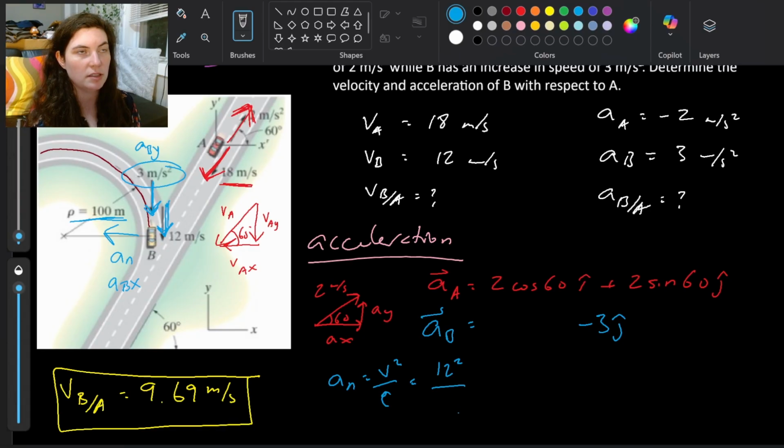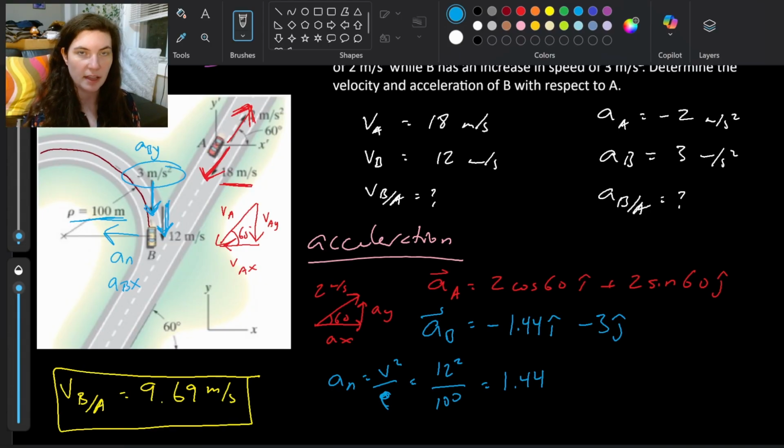We know what the velocity is, and we know what that radius of curvature is. They're both given to us, so we have 12 meters per second squared, all over radius of curvature, 100, and that's going to give us 1.44 meters per second squared. And remember, that's moving in towards the center of the circle, so that's going to be a negative 1.44 I hat for our acceleration of b.